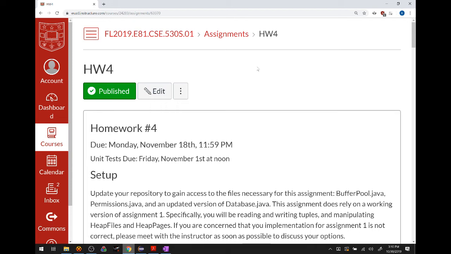I do want to point out before we begin that you've probably already noticed, based on my explanation, that this relies on heap files and heap pages. So you do need a functional version of homework 1 to be able to successfully perform this lab. If you think that's going to be a problem for you, if you struggled on homework 1, try to fix it up. And if you need help with that, come talk to me. We can have a conversation about that if you think that's going to be an issue for you.